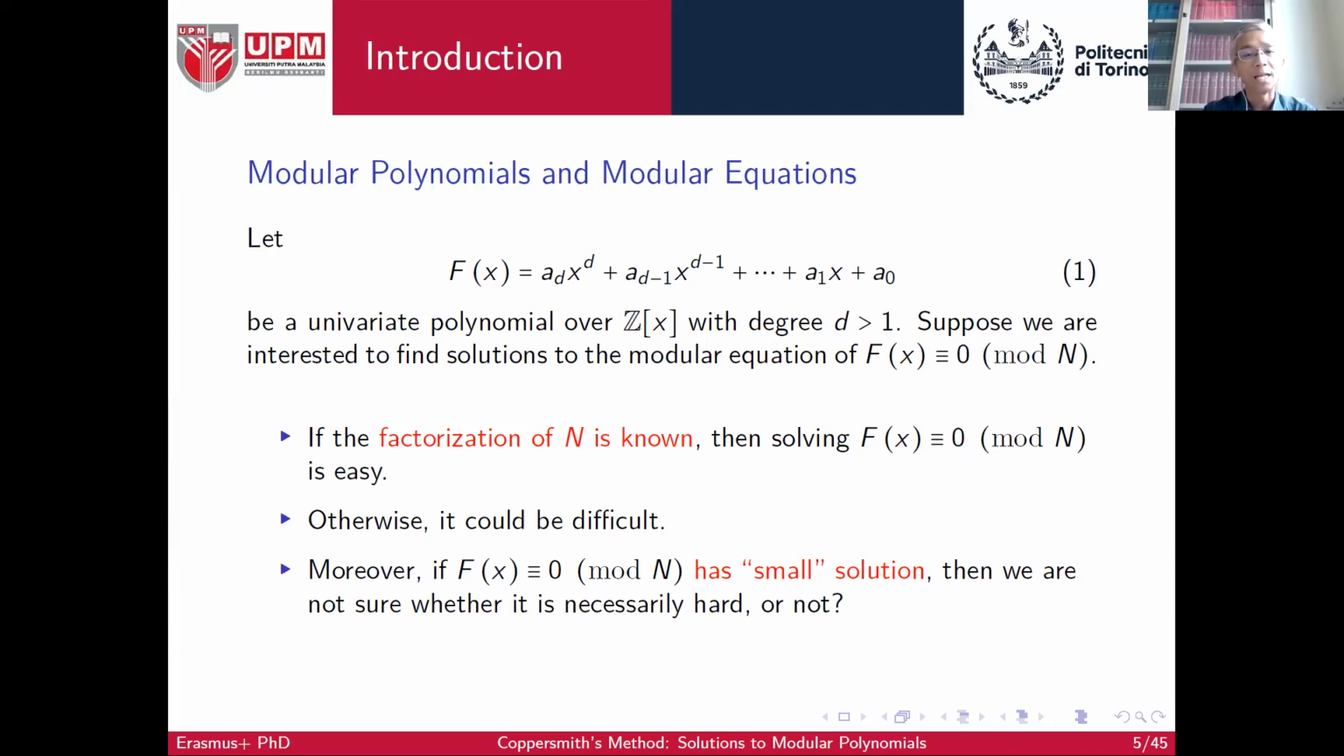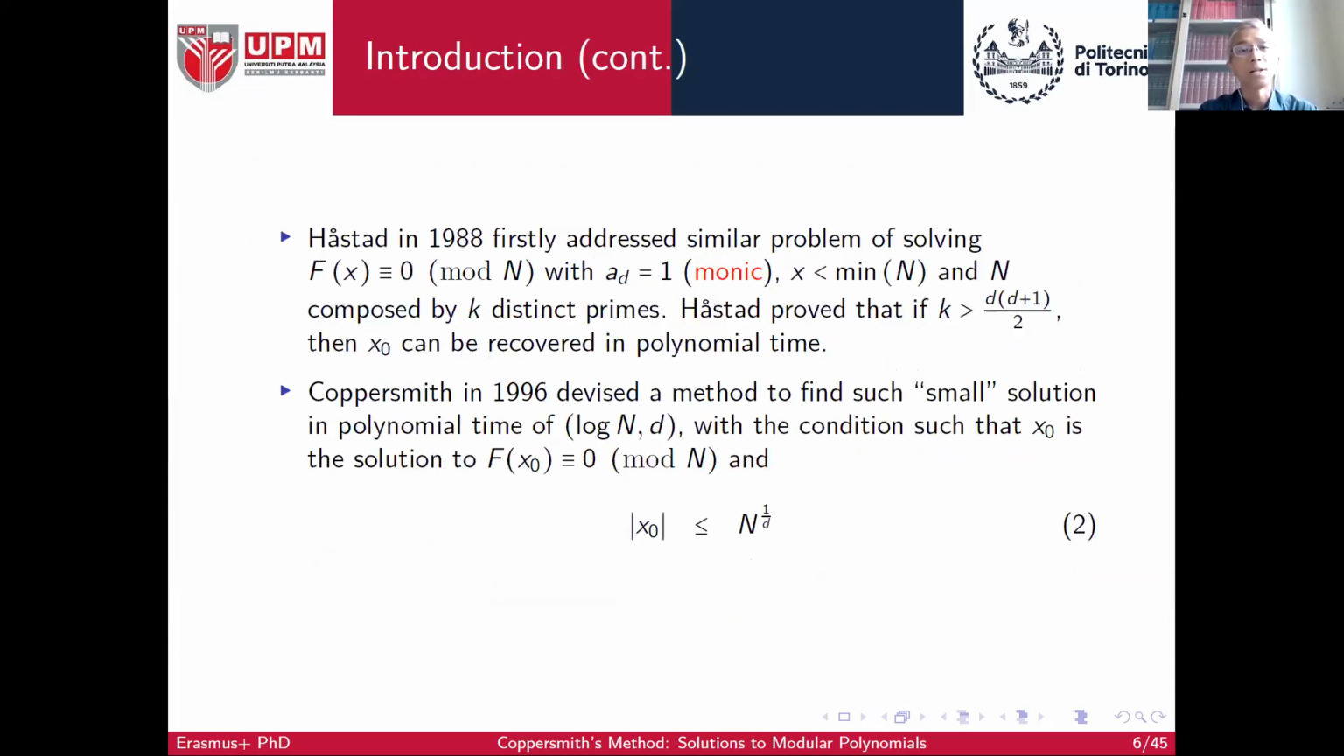The specific case is if this modular equation has small solutions; then we are not sure whether it is necessarily hard to solve or not. Håstad in 1988 first addressed a similar problem of solving a monic modular polynomial with the condition that x is strictly less than the minimum of N_i, where N is composed of k distinct primes, which means N is a multi-prime composite number. Håstad proved that if this condition is satisfied, then the roots can be recovered in polynomial time.